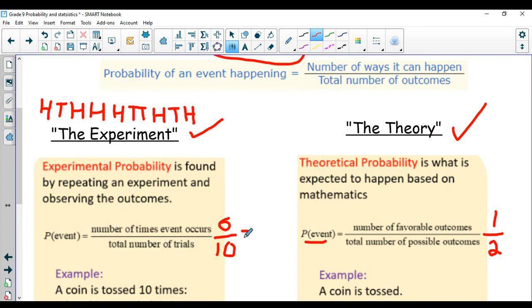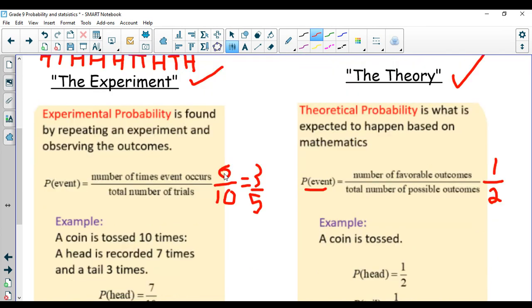We know we would never leave that. That would equal, lowest terms always, 3/5, which is 0.6, which is 60%. Very nice. So did we beat the theoretical probability? Yes, we did. We got 60% instead of 50%. Well done by us. That is experimental probability because we did the experiment. Theoretical probability is the theory.